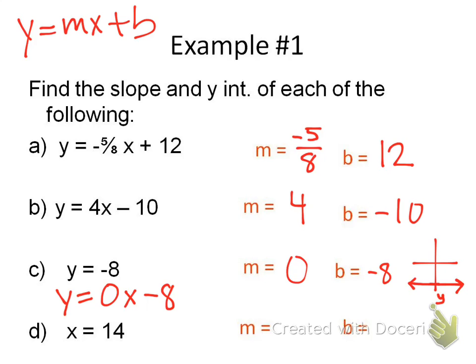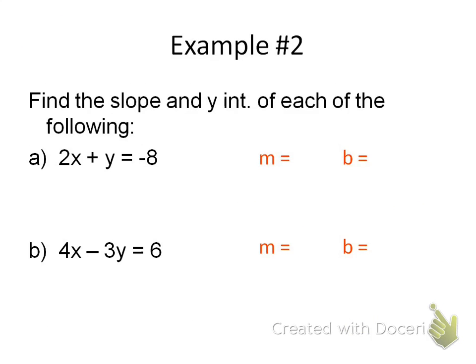All right, next one's a little bit trickier. We can't really rewrite it in y equals because there is no y here. Do you guys remember what the slope of this line would be? Undefined. Very good. And we can think back to what the graph's going to look like. It's going to go through the x-axis at 14, and it's going to go straight up and down. So does this ever touch the y-axis? No. So there is no b here. There's no y-intercept.